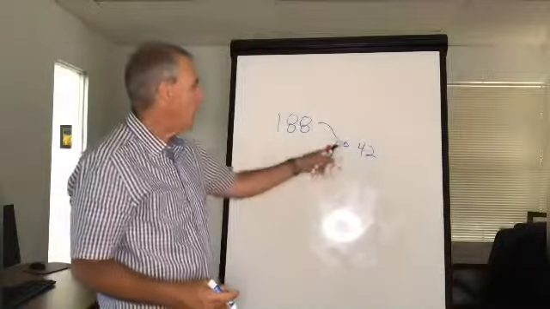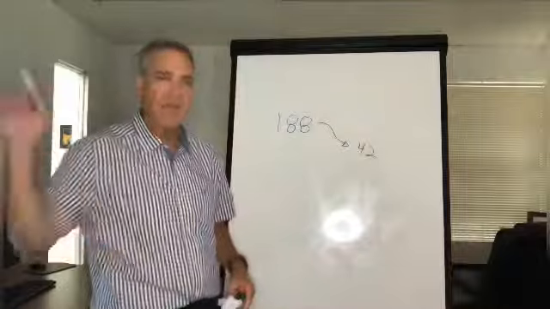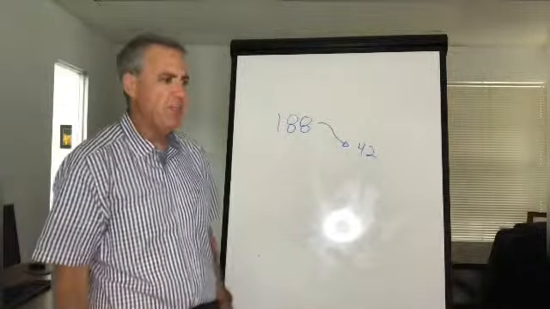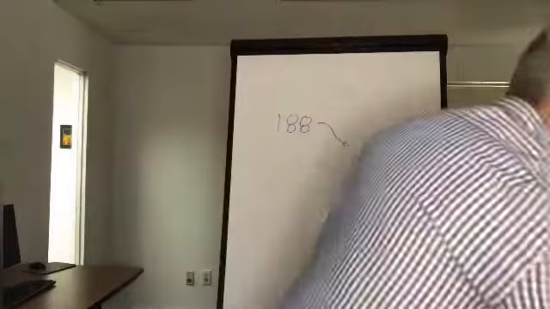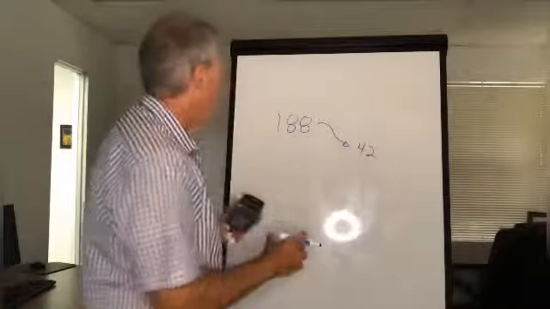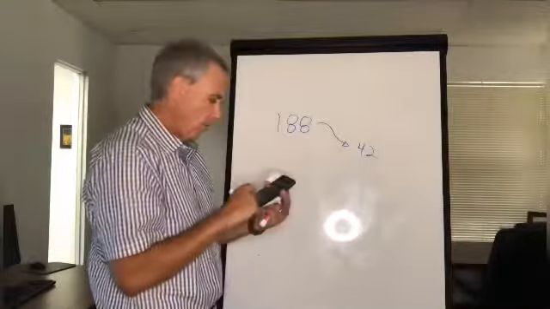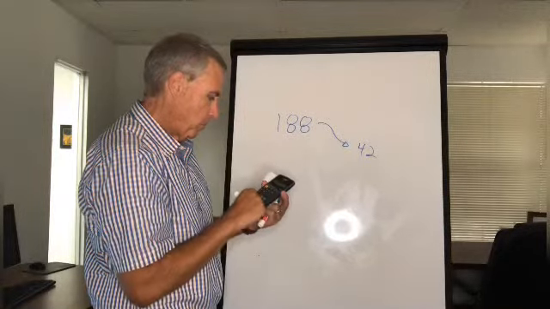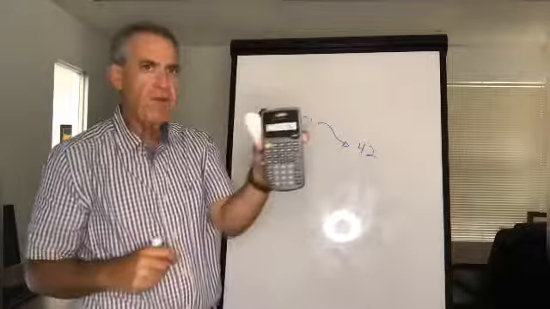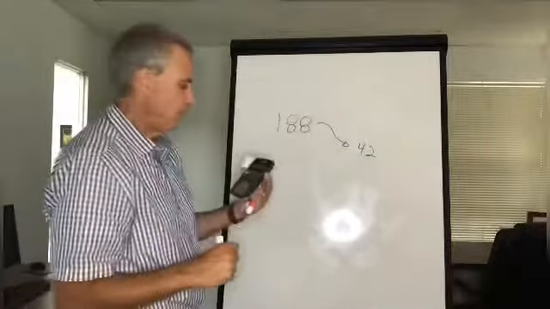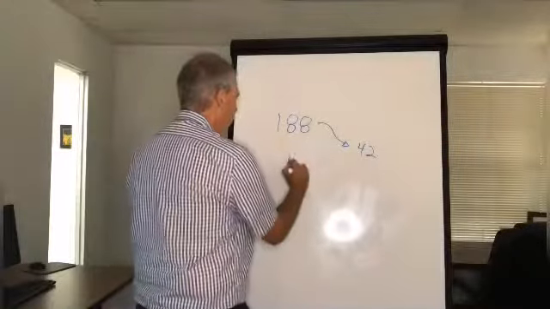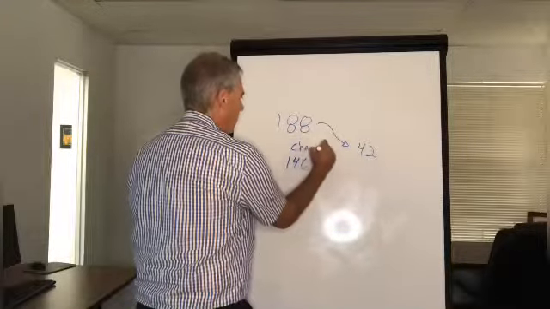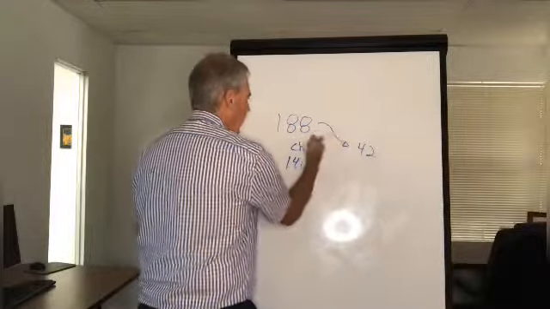Here we're going down. In that first problem we went up, but the formula is the same. It's change. Well, how do you find the change, Mr. Filer? It's easy. To find the change, we take the big number and subtract the small number. 188 subtract 42 equals 146. My calculator's working magically. My change here is 146.